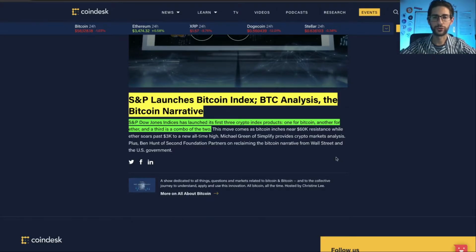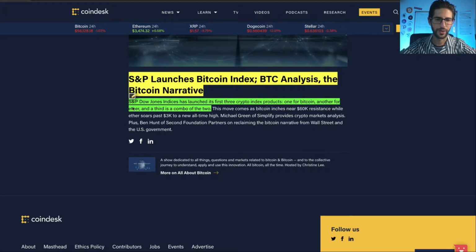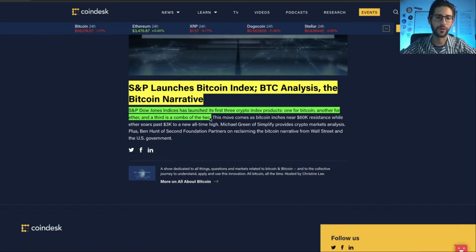Let's go into the news. I ordered all the news in one batch, the adoption news, and in another batch, the coin specific news. So first, the most important thing I mentioned here is that the S&P launched the Bitcoin index. S&P Dow Jones Indices has launched its first 3 crypto index products, one for Bitcoin, another for Ethereum, and the third one is a combo of the two.